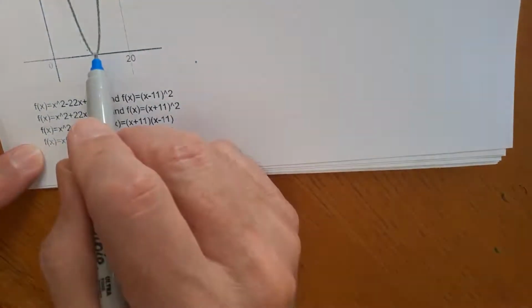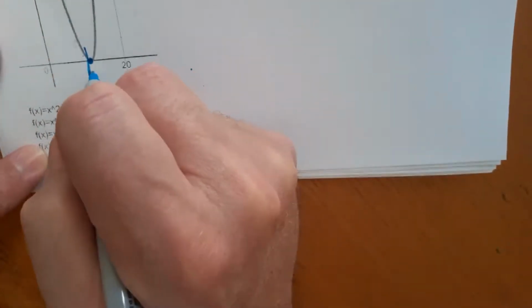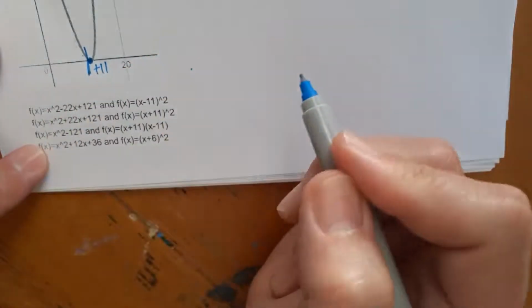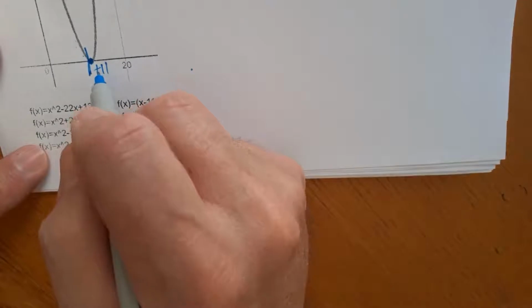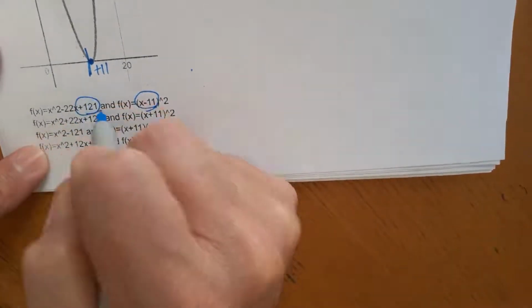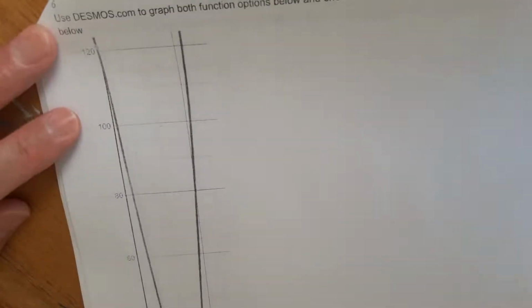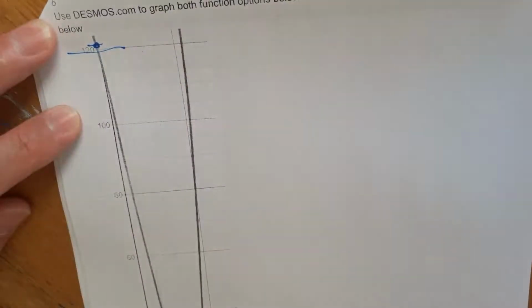Here's another single answer. This one is crossing, let's go the reverse this time. Here we have, this looks like 10 right here. That must be positive 11. We have this root at positive 11. I know this because it's the reverse of the one we just did. If this is positive 11, it's got to be this one with x minus 11. Does it cross at 121? Yep, here's 120 and here's 121. There it is right there.